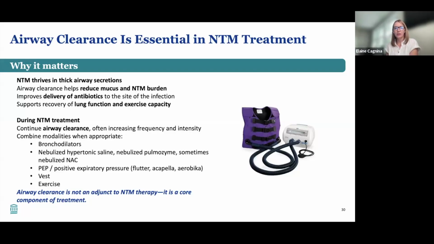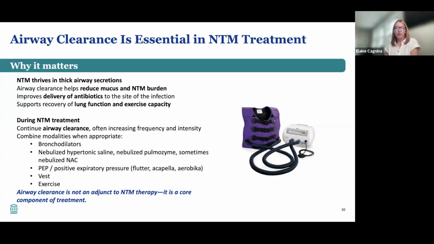So you really need to get out as much mucus as you can. It improves delivery of antibiotics to the site of the infection, both systemic and inhaled antibiotics, and supports recovery of lung function and exercise capacity. So during NTM treatment, we'll ask you to continue airway clearance, often increasing the frequency and intensity of airway clearance, and combine multiple modalities when appropriate.